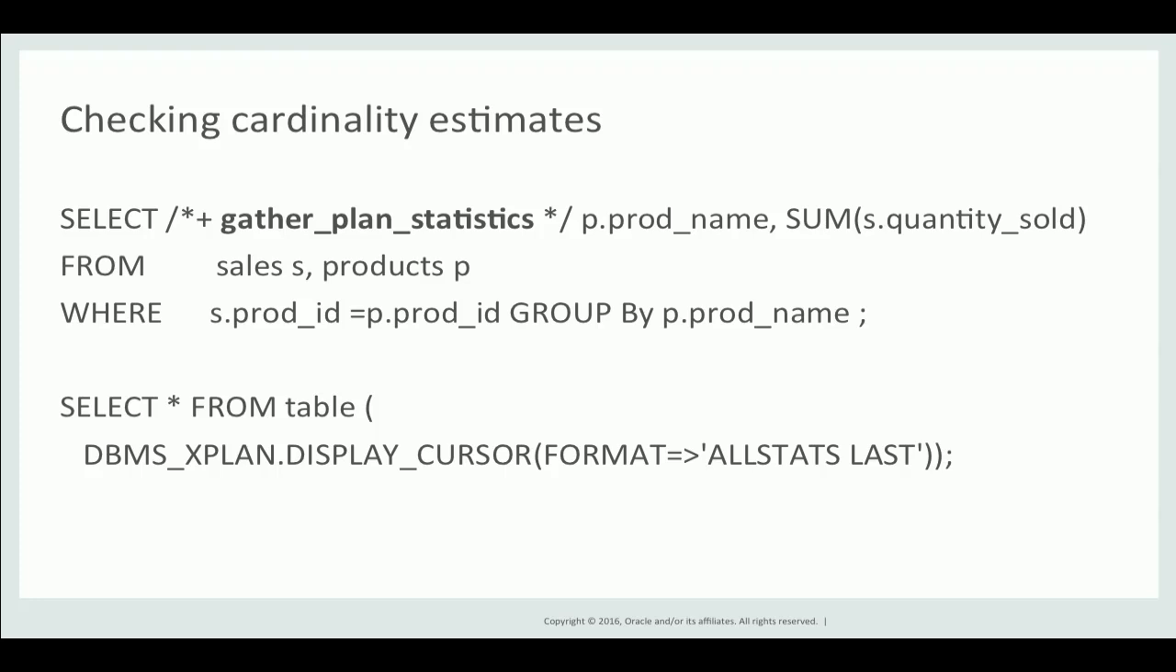And I'll let you in on a little secret. We actually always gather these stats. We just don't normally show them to you. So this information is normally in the cursor anyway, the number of rows that were returned by each of the operations.